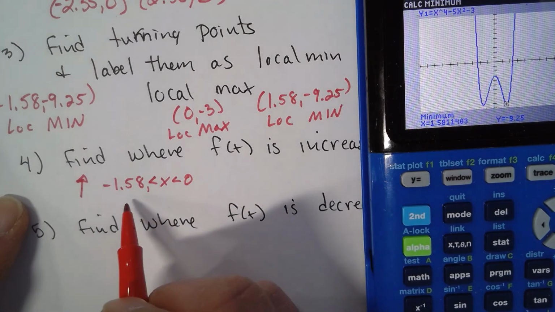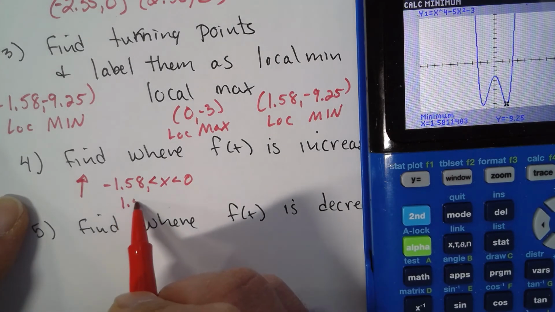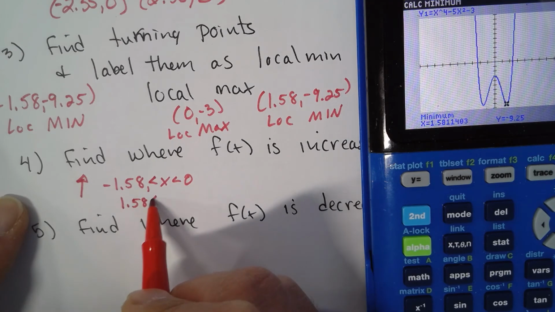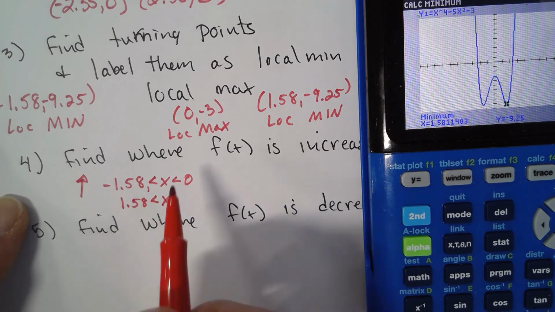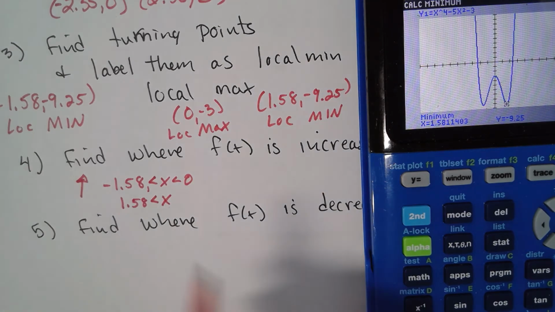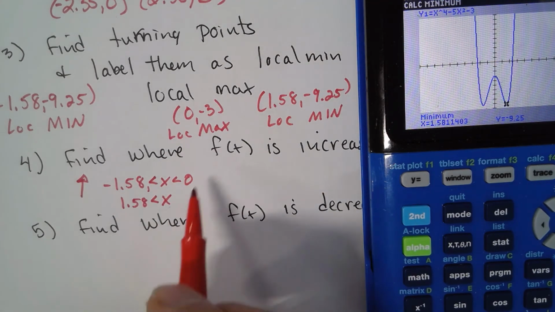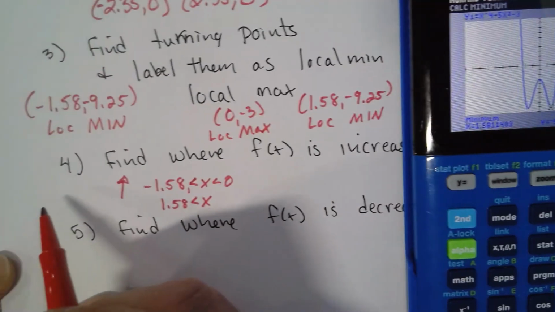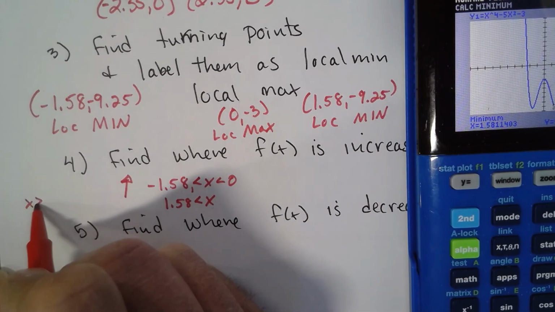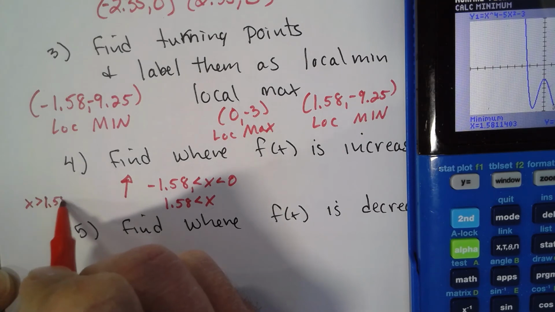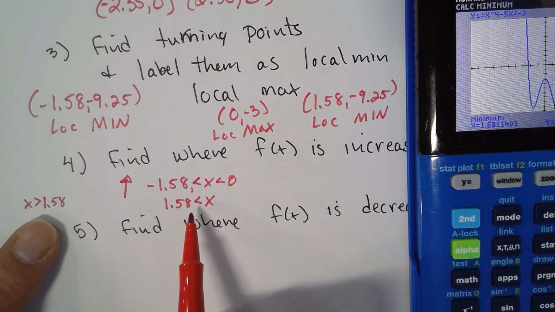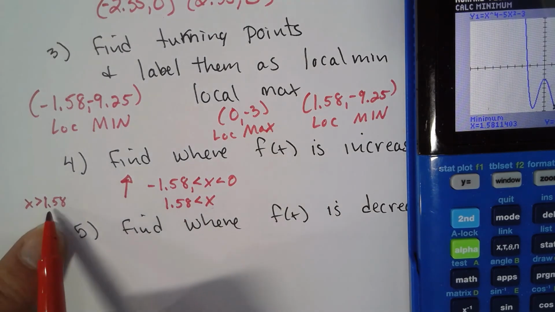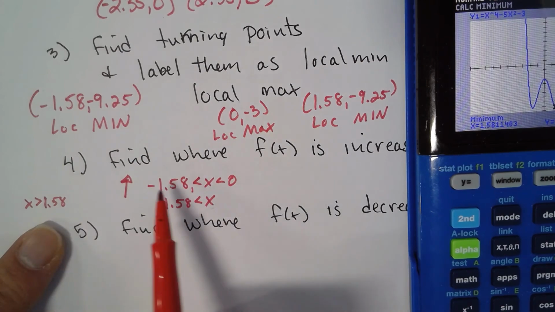So we could say x is greater than 1.58 to infinity, or just say x is greater than 1.58. Some people like to write it one way or the other. These two are literally the same thing, so whatever you prefer. I think most students actually prefer this, but that's where it's increasing.